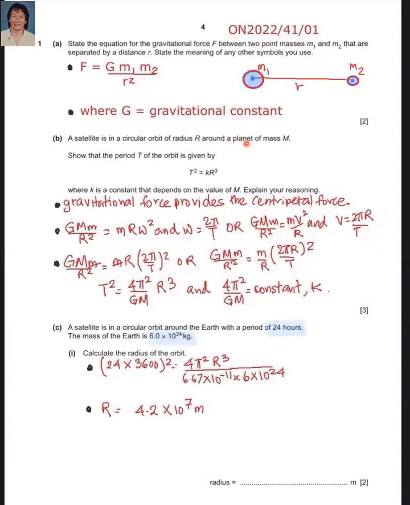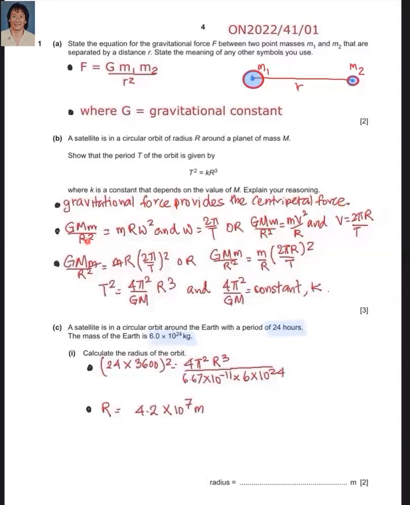Number 2, you must know how to equate your gravitational force, which is GMm over r squared, to either m r omega squared, or you can equate GMm over r squared equals m v squared over r. You must introduce the expression for T into the expression. So to get the 3 marks for this question, the first mark comes from the gravitational force of attraction providing a centripetal force. This is a B1 mark.